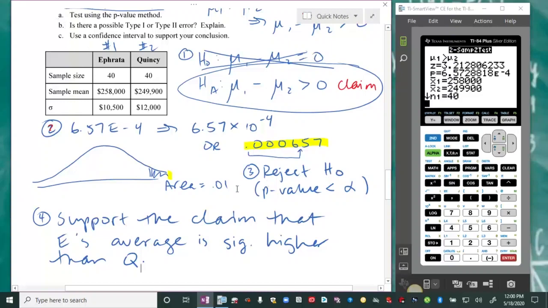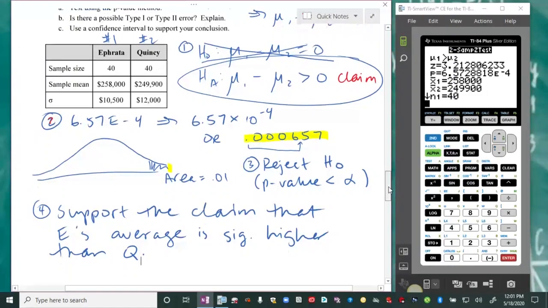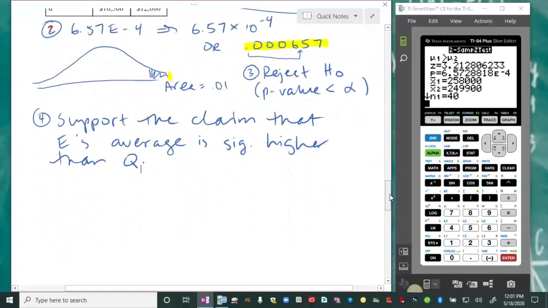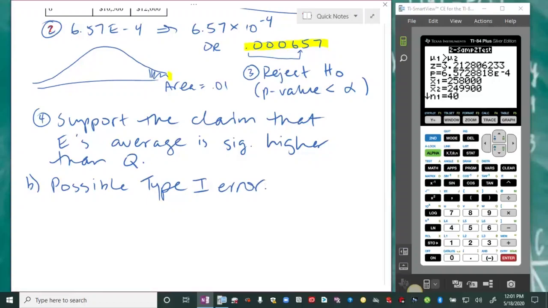Part B, is there a possible type 1 or a possible type 2 error? Well, we reject it. So whenever we reject, we have a possible type 1 error. What could explain this? One of the things that could explain this is the fact that we use means instead of medians. Median is actually a better measure of home prices because we don't end up with those really, really expensive homes upping the average of the home price. So it could be the use of means instead of medians.